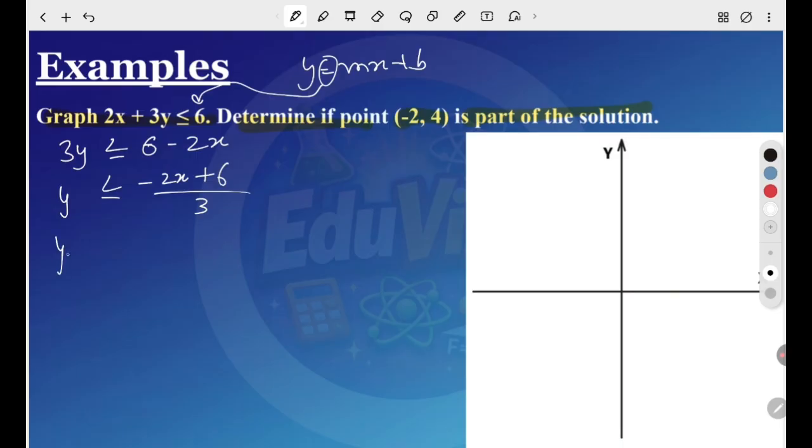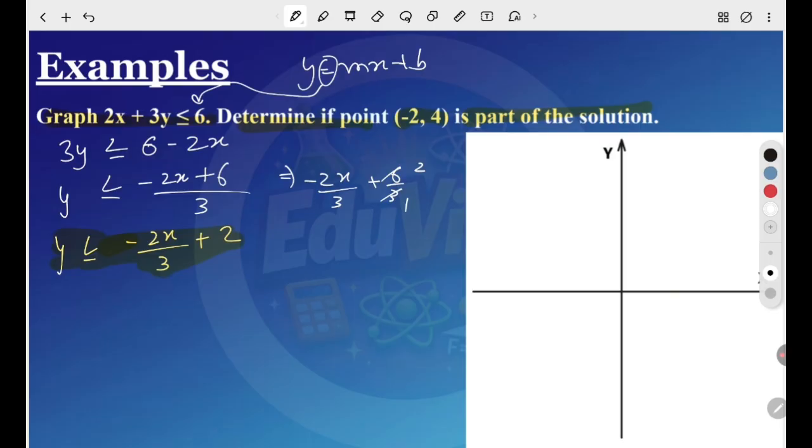When we divide this by 3, we get minus 2x by 3 plus 2. So we get our inequality in mx plus b form. This is a linear inequality. So now we have to make the graph from here.